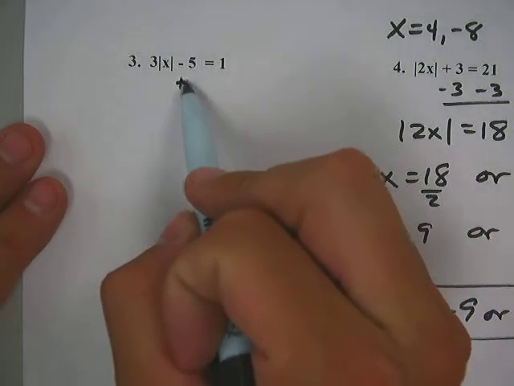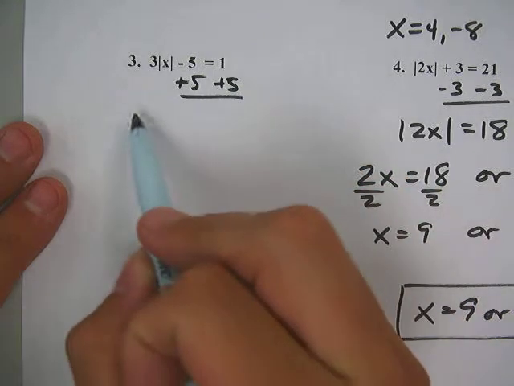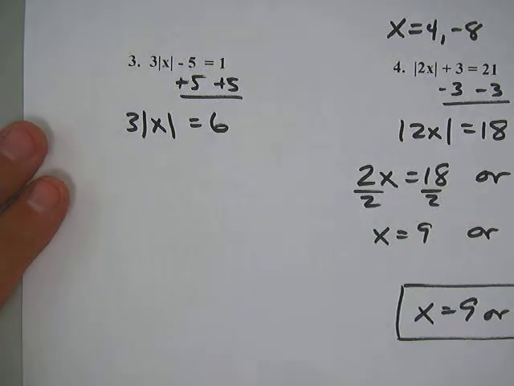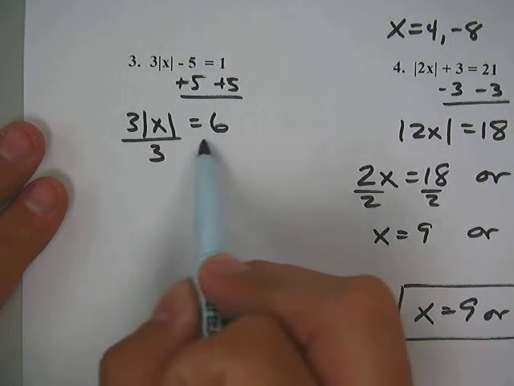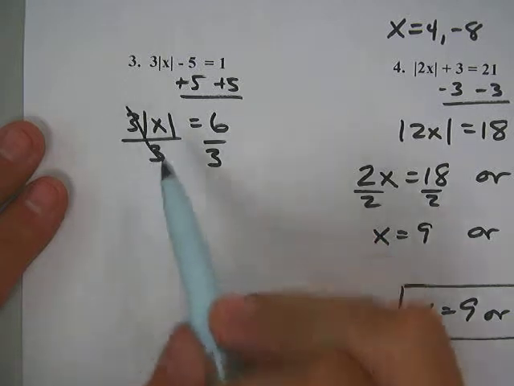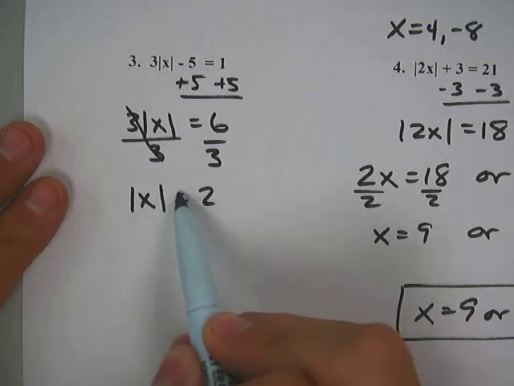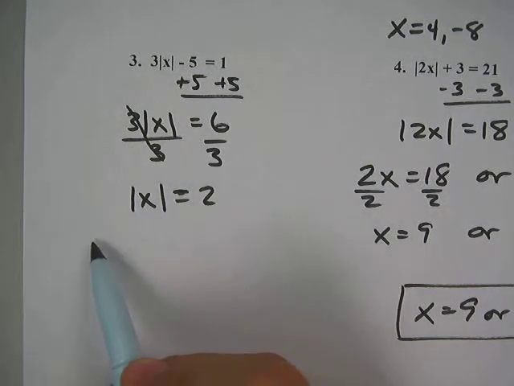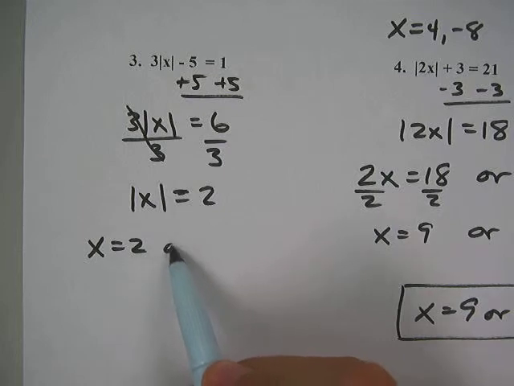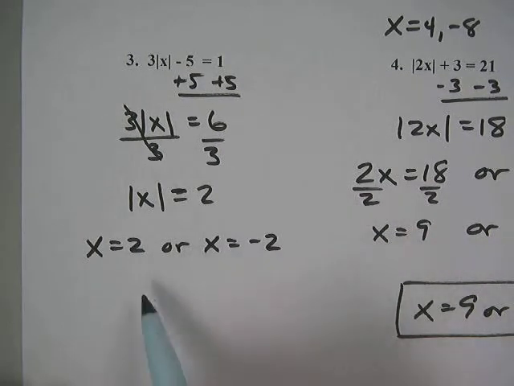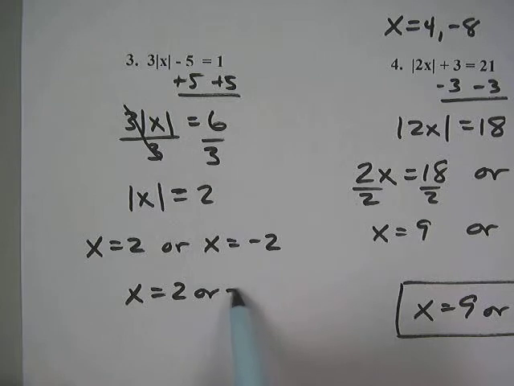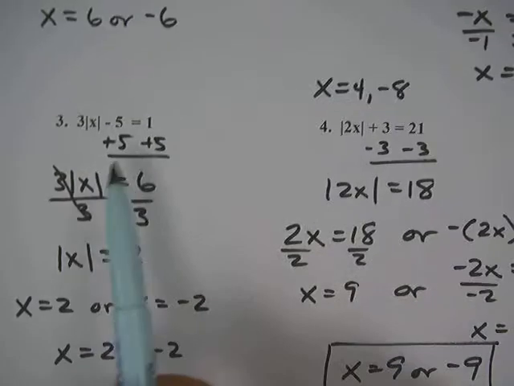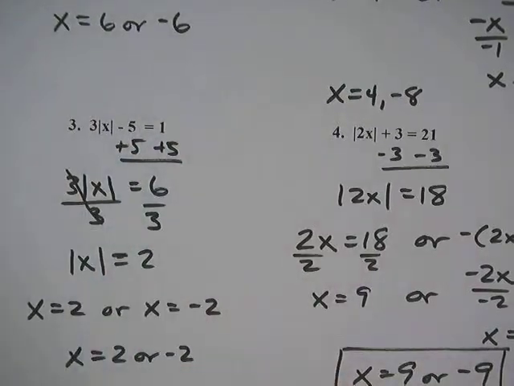Now we skipped over 3, and we did that for a reason. So let's take a look. We're going to get the absolute value all by itself again. So I'm going to add 5. So I get 3 times the absolute value of x equals 6. I'm going to then divide by 3. So the absolute value of x equals 2. And now we get to the point where we're going to split it up. So x is equal to 2, or x is equal to negative 2. Or you can just write it as 2 or negative 2.